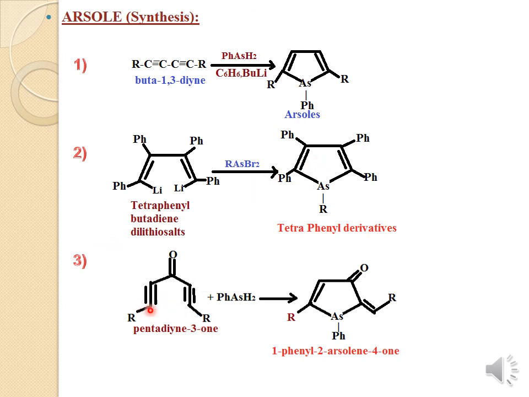And again, if we are taking the pentadien-3-one upon treatment with the phenyl arsenine, then 1-phenyl-2-arsolen-4-one will be obtained. Here there is no need of writing the mechanism, that's why I have not shown any of the mechanisms over here.